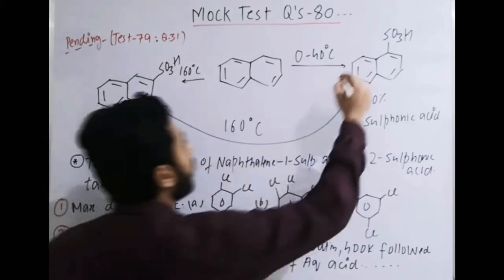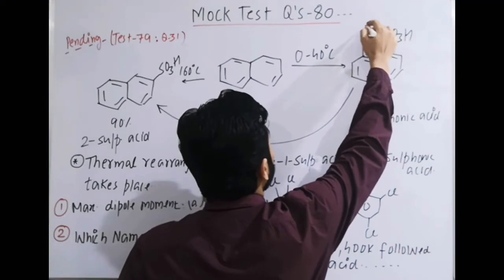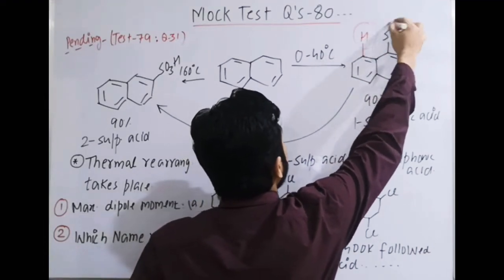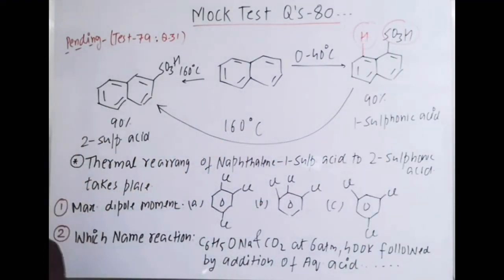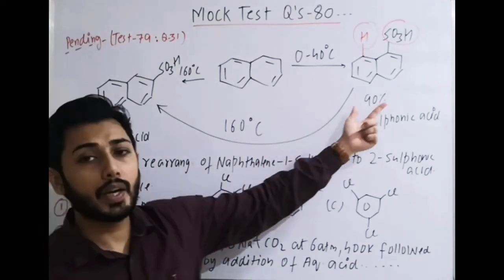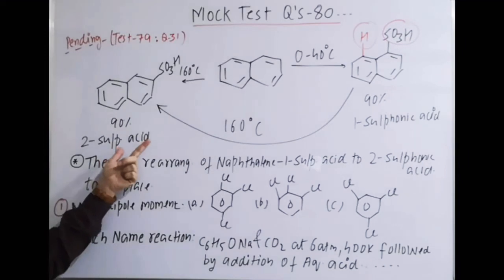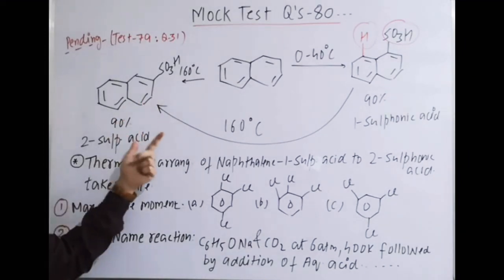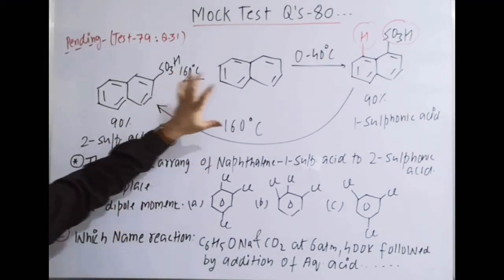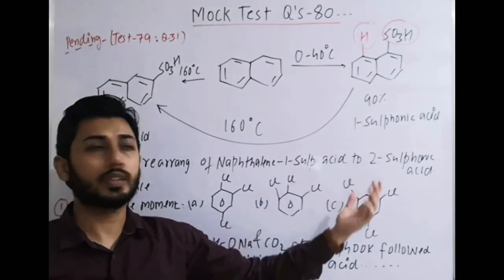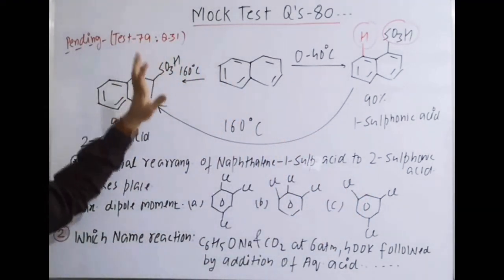Why? Because here you can see, the reason is there is repulsion between these groups, H and SO3H. SO3H is a bulky group, that is why it is not thermodynamically favored. Naphthalene 2 sulfonic acid is thermodynamically favored. So when you understand this information, then you can answer question number 31 of mock test 79.